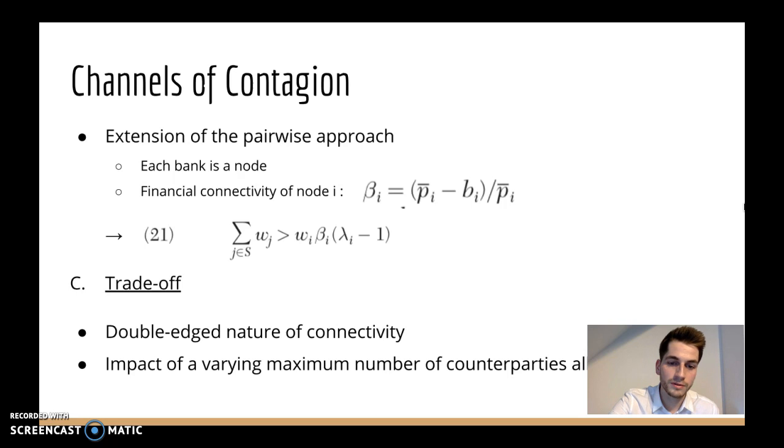It is also important to consider the trade-off. So the double-edged nature of connectivity is an aspect that should never be undermined. While allowing the diversification of the risk for the different institutions, a growing interconnectedness allows shocks to spread more widely and easily into the network.